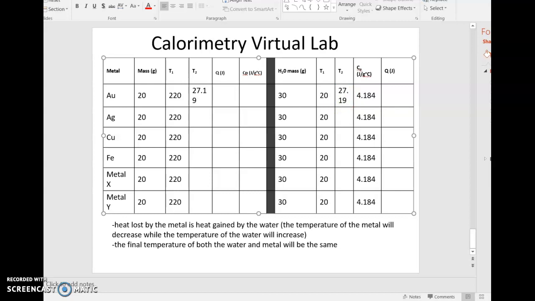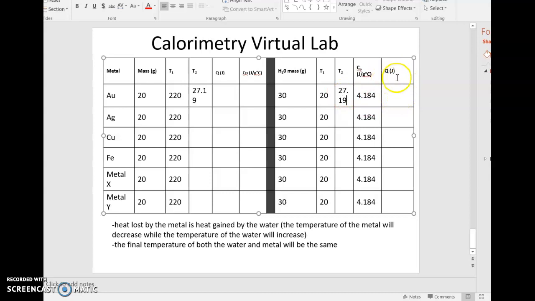Remember, once the metal has been sitting in the water for some time, the temperature will eventually even out, and they're going to both be the same temperature. So the temperature of the silver and the temperature of the water at the end of that is going to be the same. Then from there, I can go and calculate how much heat energy was gained by the water. So remember, the water increased its temperature. It went from 20 degrees Celsius to 27.19 degrees Celsius, which means that it gained heat energy.